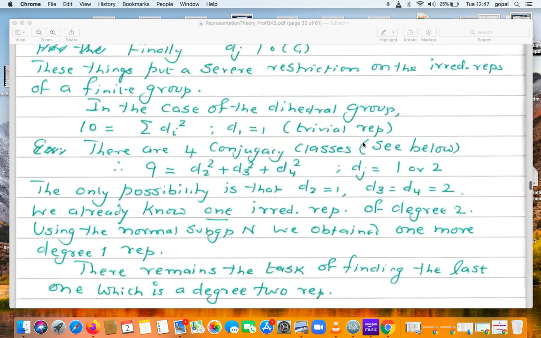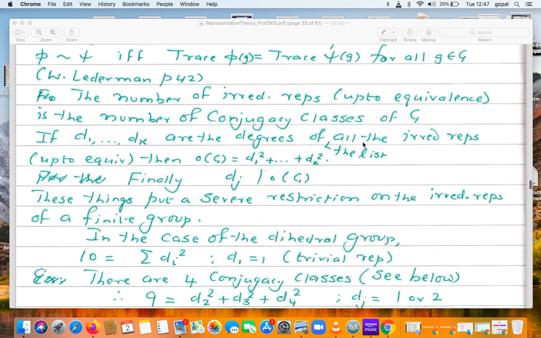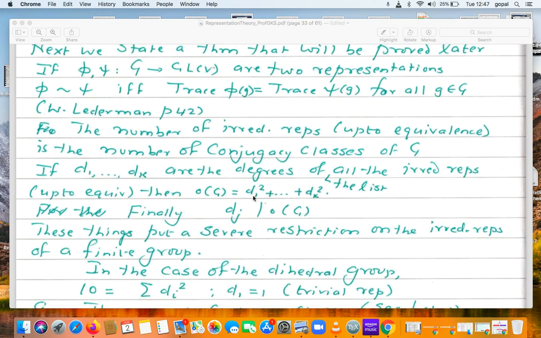Because it is forcing you to do some work, and we are going to anticipate what is to come. And so if you see what happens is that, how many irreducible representations will be there? Suppose there are k irreducible representations, of degree d1, d2, up to dk. Then the sum of the squares of these degrees must be the order of the group. So here the order of the group is 10.